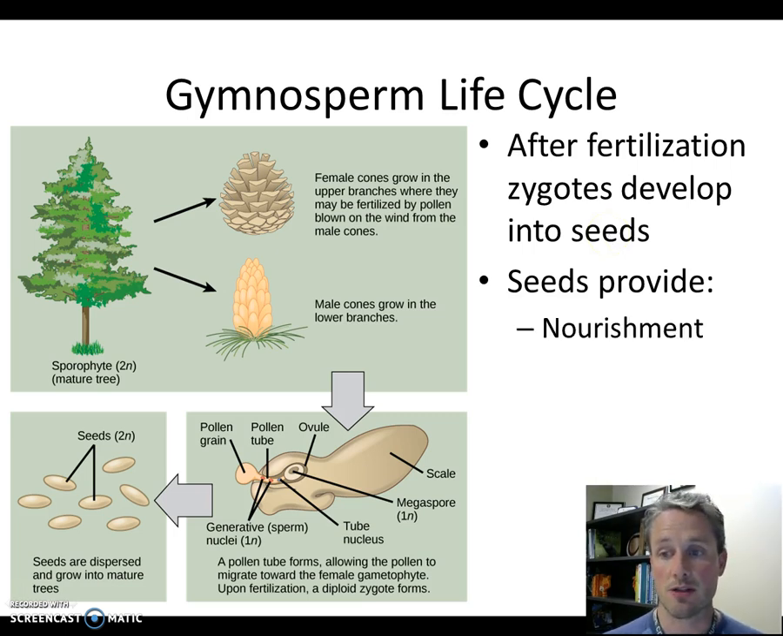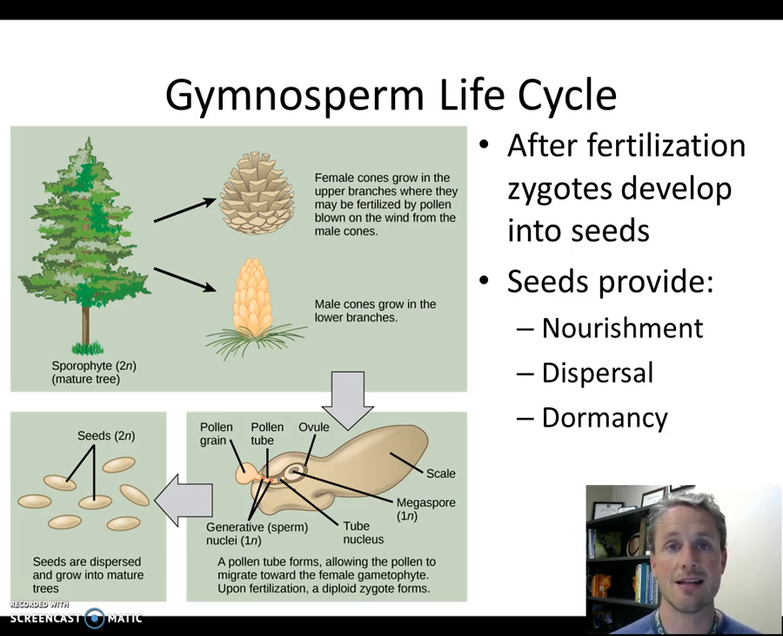Seeds are really useful to gymnosperms because they provide nourishment for the growing zygote. Seeds provide a way for the zygote to be dispersed into the environment. And seeds allow a period of dormancy for that zygote so that it can grow up later when conditions might be better for the plant. The last thing I want to say about the pollen grain is that pollen are resistant to desiccation. Pollen don't require water for dispersal. So we've broken that link between reproduction and water in gymnosperms.